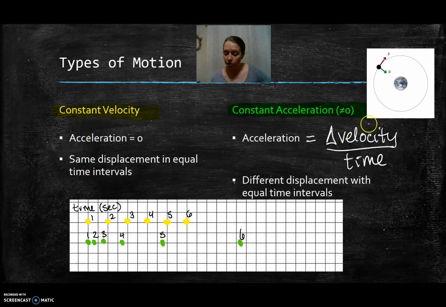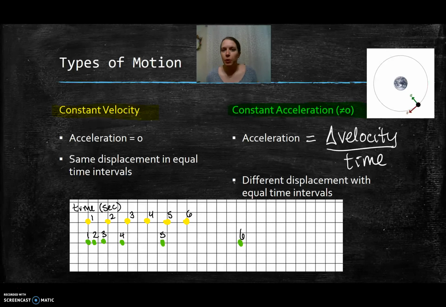The velocity can also change if the direction of the velocity is changing. For example, with the moon orbiting around the Earth, or anything orbiting around the Earth, it is moving so quickly that it's kind of falling towards the Earth but missing it every time. And so the velocity changes each second because the direction changes each second. So these are two ways of describing motion. If somebody asks you to describe motion, it's either constant velocity motion or constant acceleration motion, and this is an acceleration that's not zero.